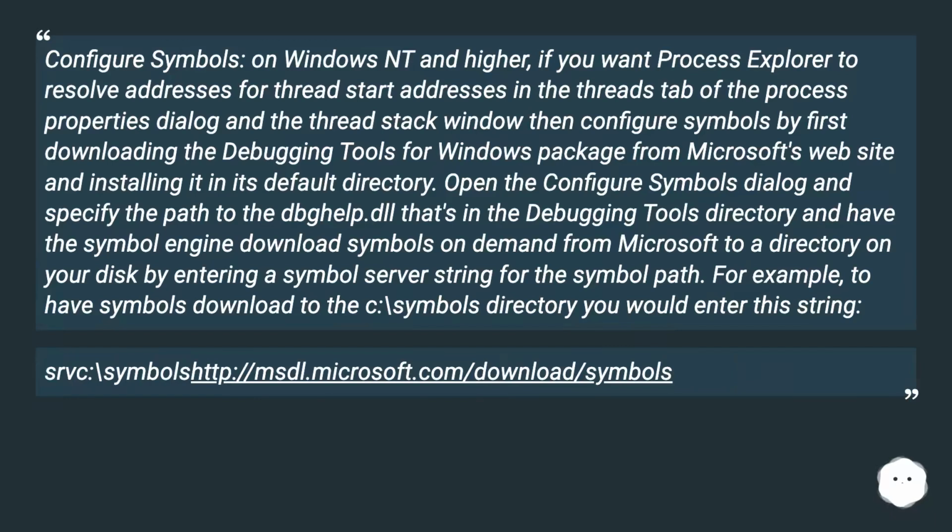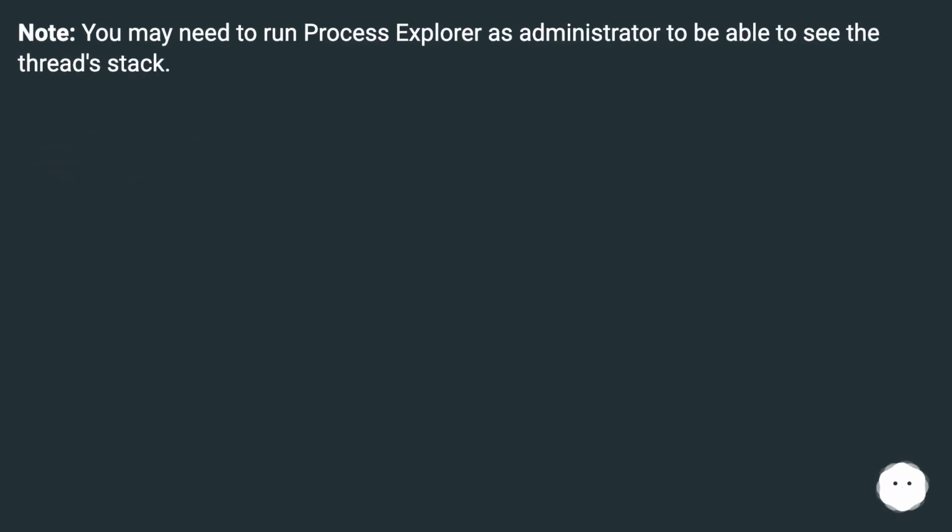Configure symbols. On Windows NT and higher, if you want Process Explorer to resolve addresses for threads' start addresses in the Threads tab of the Process Properties dialog and in the Thread Stack window, then configure symbols by first downloading the Debugging Tools for Windows package from Microsoft's website and installing it in its default directory. Open the Configure Symbols dialog and specify the path to the dbghelp.dll that's in the Debugging Tools directory, and have the symbol engine download symbols on demand from Microsoft to a directory on your disk by entering a symbol server string for the symbol path. For example, to have symbols download to the C:\symbols directory, you would enter this string. Note, you may need to run Process Explorer as administrator to be able to see the thread stack.